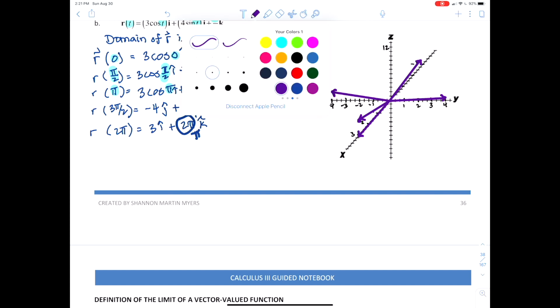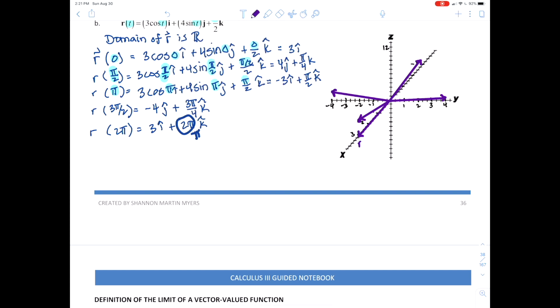All right, so just so you can kind of see where we were at. This first one here was r at 0. This was r at pi over 2. This guy was r at pi. And over here we were at r at 3 pi over 2. And now we're at r at 2 pi. So let's see what our curve is looking like. So we've got it going like this. It kind of comes over here. And it'll be over here. And then now it's over here. Whoops.